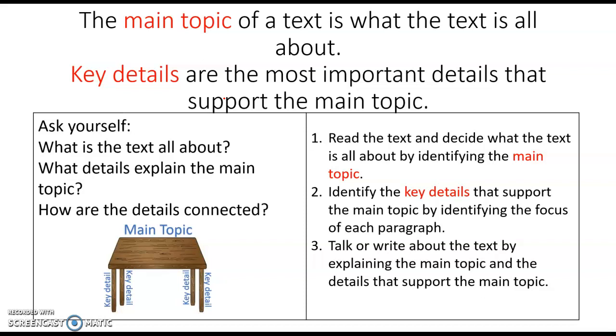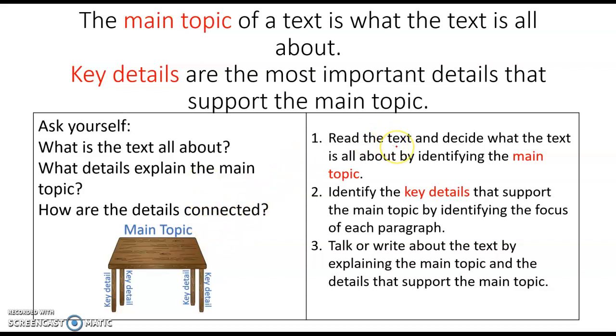So there are going to be details in the text that are just there to tell you more and are just there to make the text more interesting. We need to be able to decide what details are the most important details. So we want to ask ourselves, what is the text all about? What details explain the main topic? And how are the details connected?